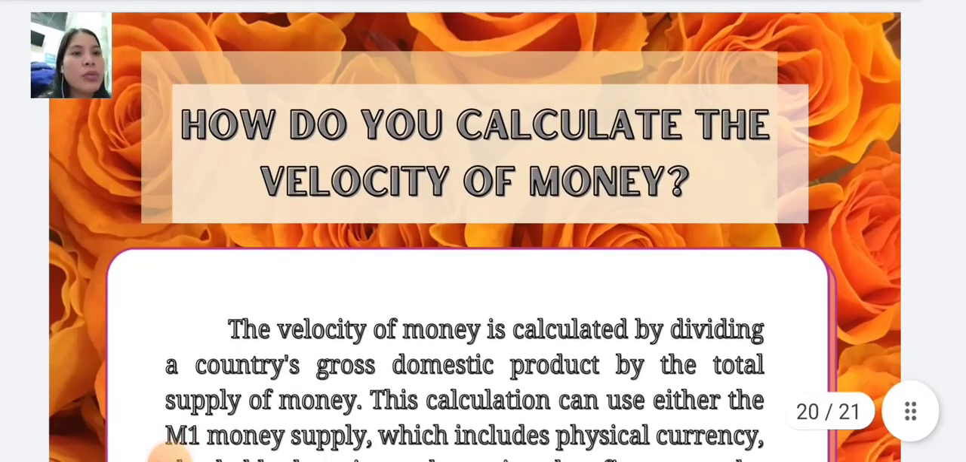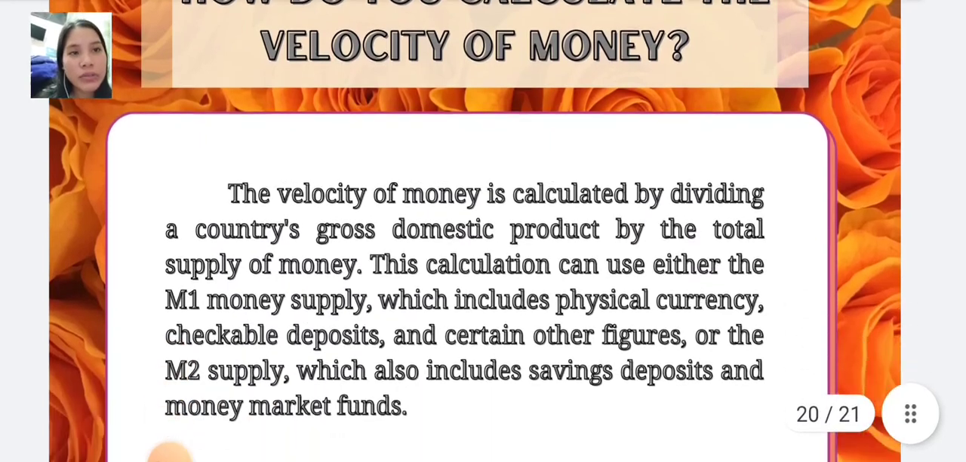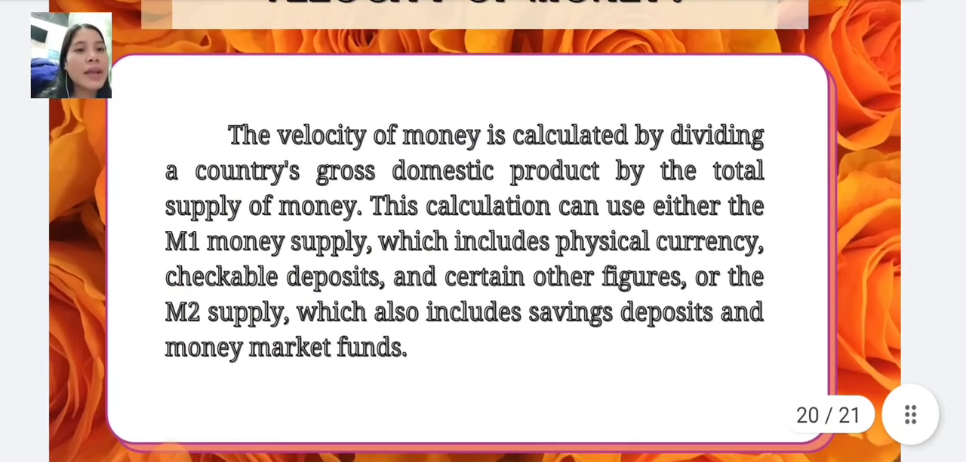So, how do you calculate the velocity of money? The velocity of money is calculated by dividing a country's gross domestic product by the total supply of money. This calculation can use either the M1 money supply, which includes physical currency, trackable deposits, and certain other figures, or the M2 supply, which also includes savings deposits and money market funds.